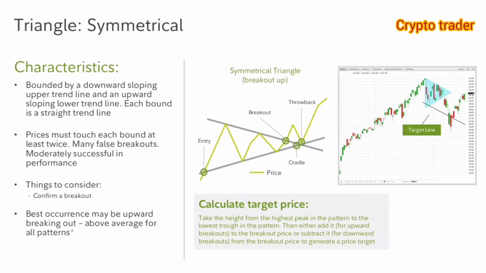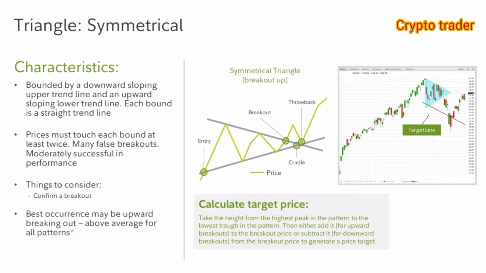Triangles. Symmetrical. Its characteristics: bounded by a downward sloping upper trend line and an upward sloping lower trend line. Each bound is a straight trend line. Prices must touch each bound at least twice. Many false breakouts. Moderately successful in performance.